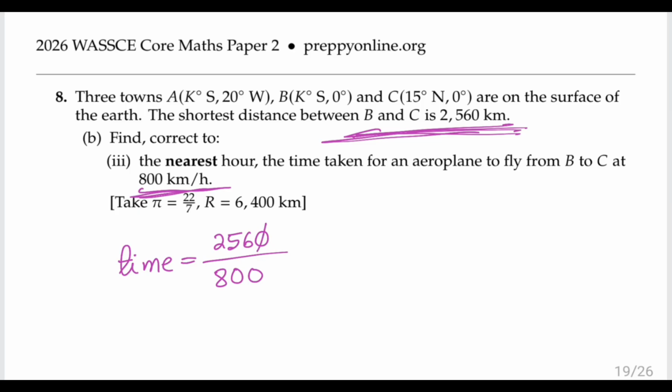So we can cancel the zeros. And then here we can choose to divide by 8, even though we can divide by a different number. If we divide this 80 by 8, we get 10. And then if we try to divide 256 by 8, what do we get? 8 divides 25, 3, and then remainder 1, 16, 2. So we have 32 over 10, which is equal to 3.2. So if we round this to the nearest hour, it's going to be 3. So the answer is 3 hours.